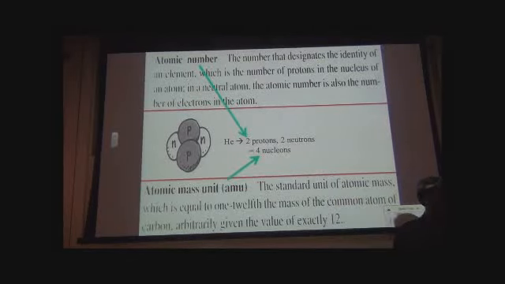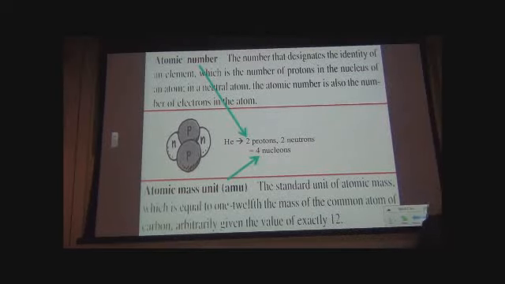Now, an atomic mass unit, AMU, is basically the standard unit of atomic mass, which is 1/12 the mass of a common atom of carbon, and that carbon is arbitrarily given a value of exactly 12.